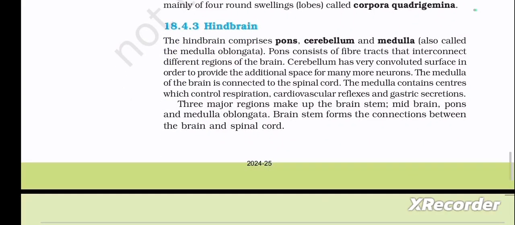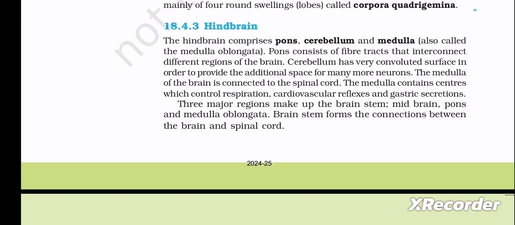Next is hindbrain. The hindbrain comprises pons, cerebellum and medulla, also called the medulla oblongata. Pons consists of fiber tracts that interconnect different regions of the brain. Cerebellum has a very convoluted surface in order to provide the additional space for many more neurons. The medulla of the brain is connected to the spinal cord. The medulla contains centers which control respiration, cardiovascular reflexes, and gastric secretions.